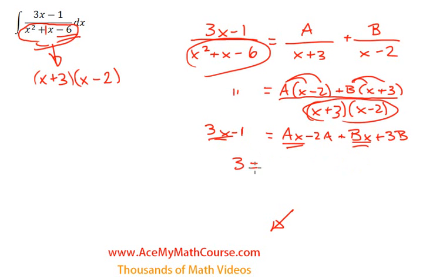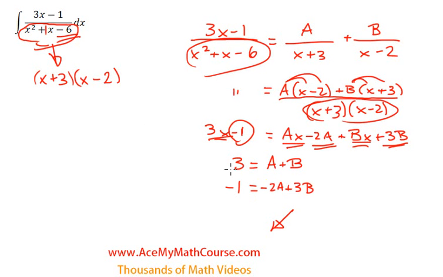So 3 equals a plus b. Okay, because the x's are not coming out of anywhere else, so just from the a and the b, a plus b must be 3. Similarly, the -1 will be equal to -2a plus 3b. So now we have a system of equations here, and we need to solve for a and b.